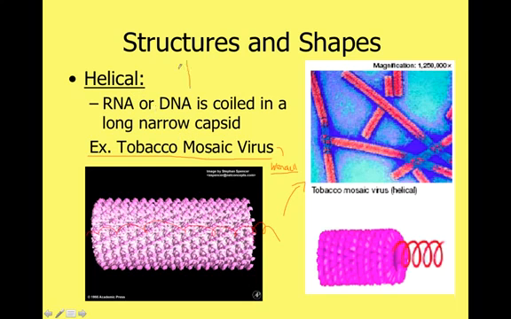On your test, I'm going to warn you now. On your test, you will have a question that asks to name a tobacco mosaic virus. That should be a helical shaped virus.